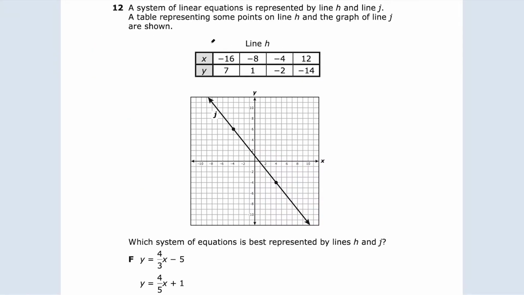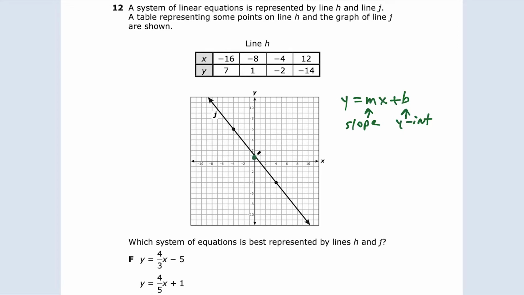So take a second to read through question 12. We have a system of equations, and line H is given to us in a table of values, and for line J we have an actual graph. So for this one, I'll start with line J. We have the formula y = mx + b, where once again m is the slope and b is the y-intercept. So I just need to identify what our m and b values are.